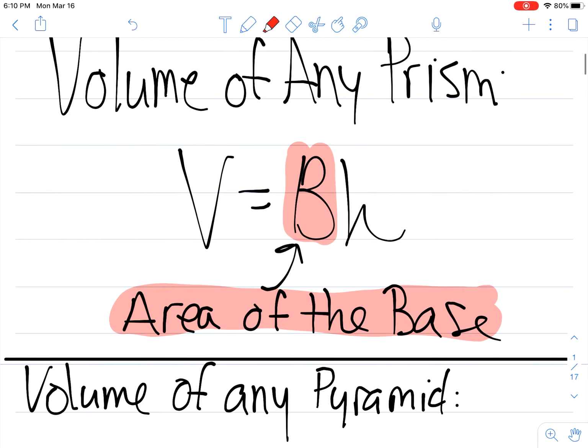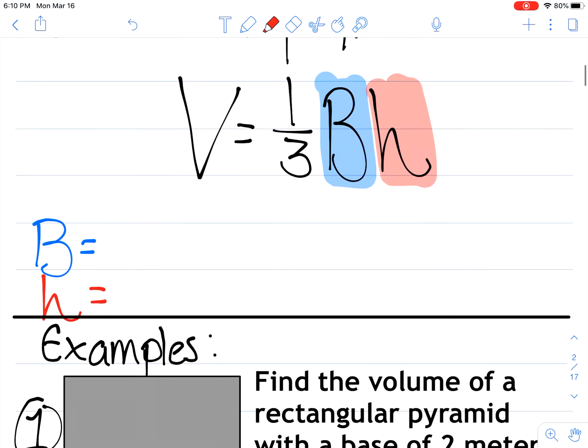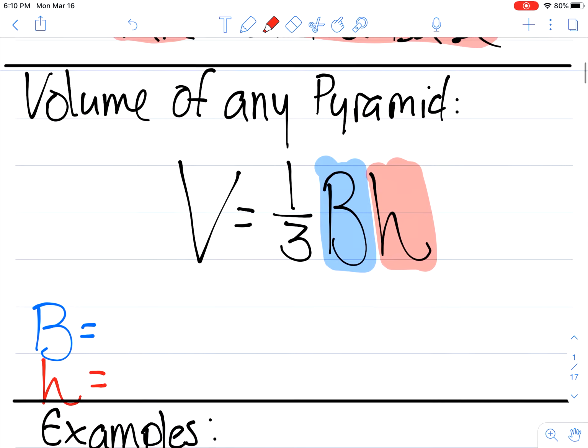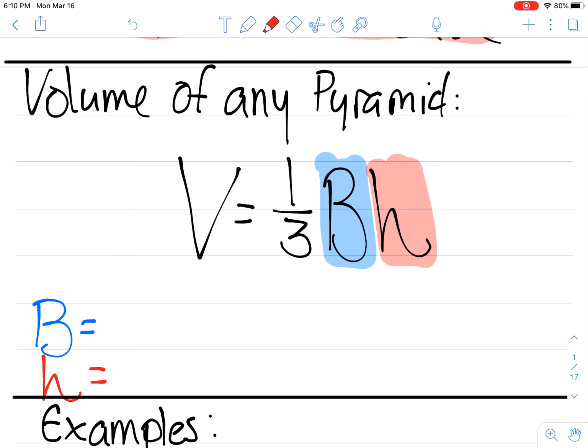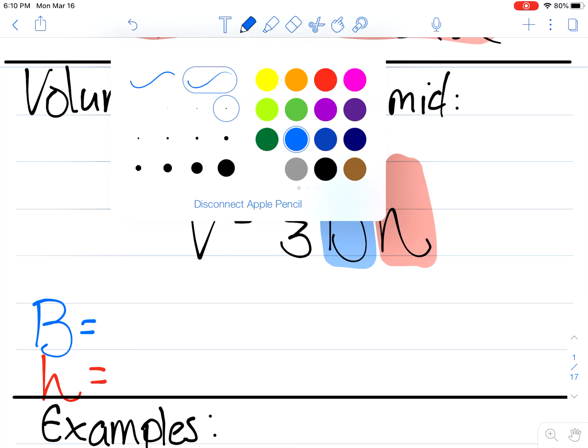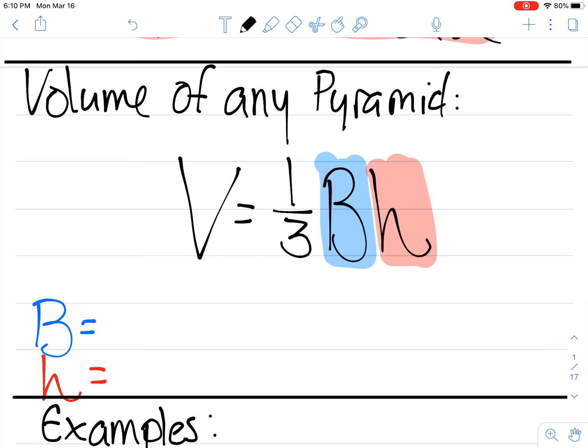Okay, so let me see if I have a pyramid here. I don't have a picture of one on the notes, so that's okay. I'm going to draw one here real fast for us. A pyramid is similar to a prism, but its base is only one. There's only one base, I should say.